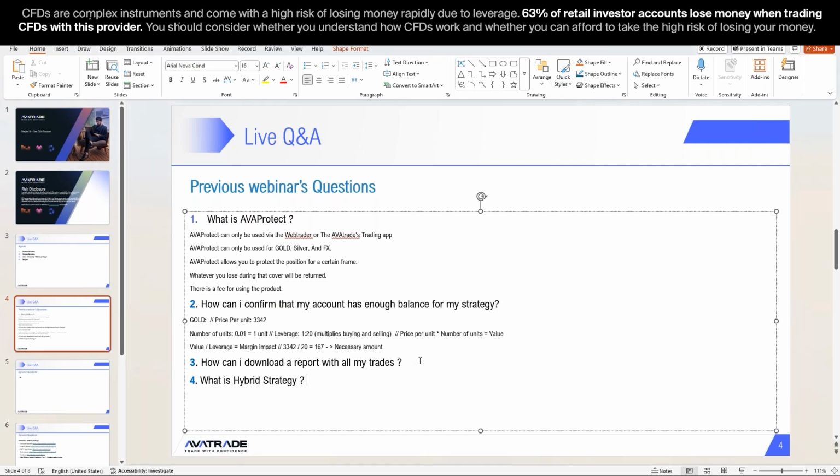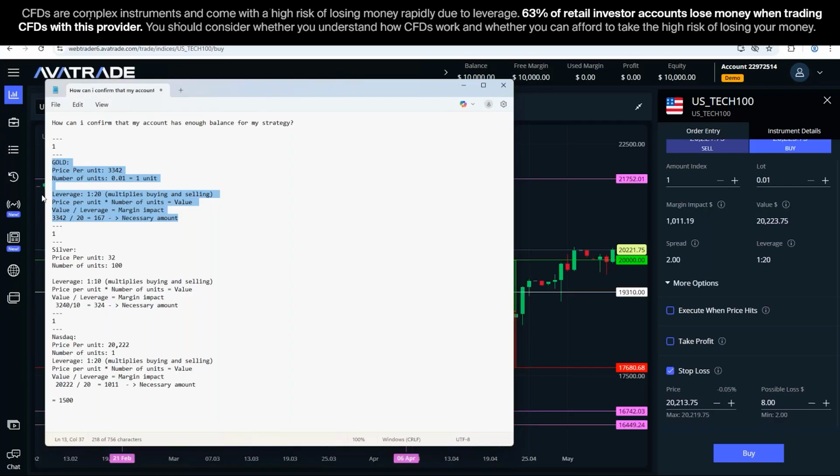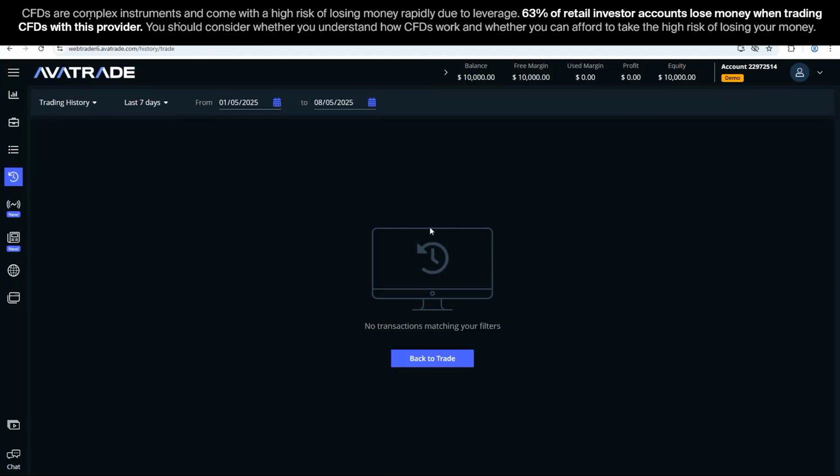All right, now the next question here is how can I download the report with all my trades? Well, that's not really something that I need to show on the chart. We're just clicking on a button. While in the platform, let's see if we can show it to you guys here, but I don't think we took any trades in here. No.